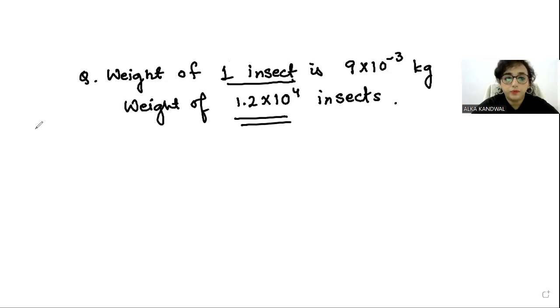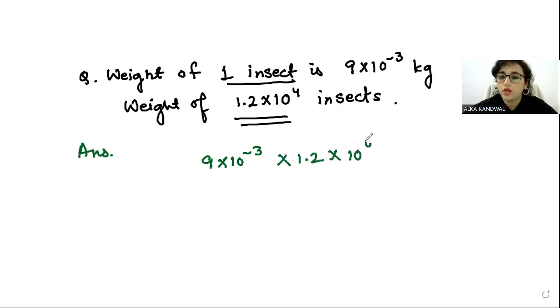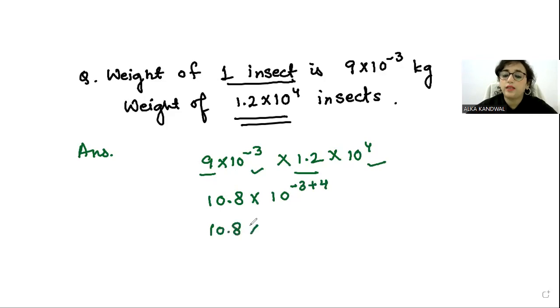So what we will do? Total weight will be equal to 9 into 10 to the power of minus 3 multiplied by 1.2 into 10 to the power of 4. So this and this will be multiplied, 1.2 into 9 will be 10.8, into this multiplied by this, meaning the base is the same, we can add the exponents, 10 to the power of minus 3 plus 4. The base is the same so we added the exponents, so 10.8 into 10 to the power of minus 3 plus 4, that is 1 only, so 10.8 into 10 will become 108 kg. So that is the answer.